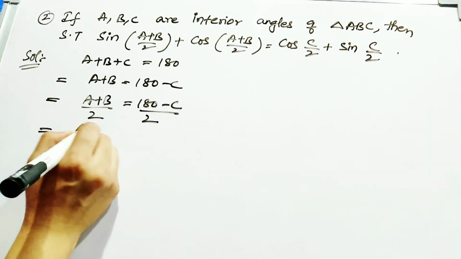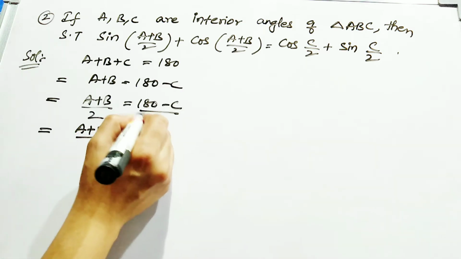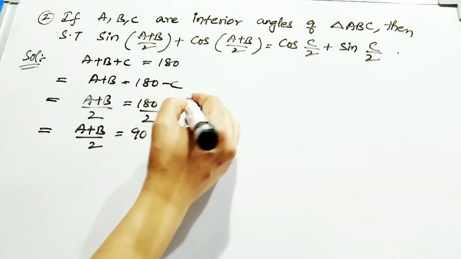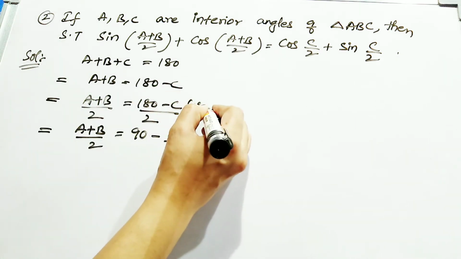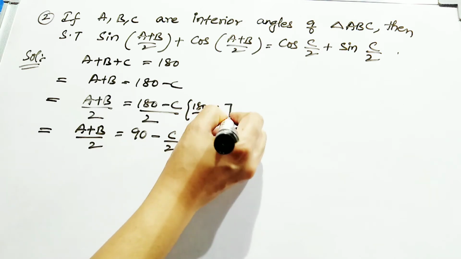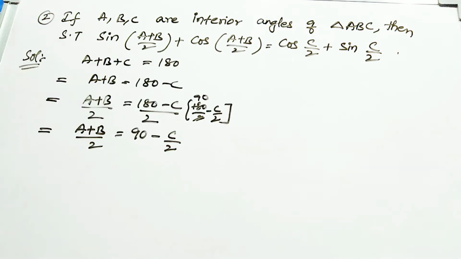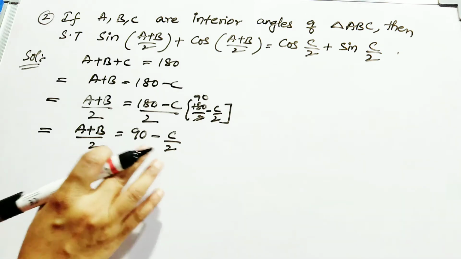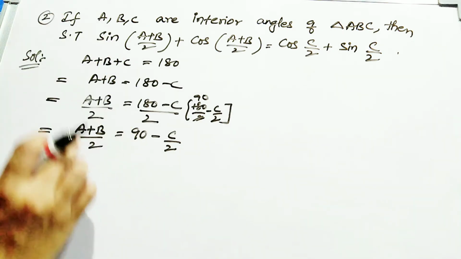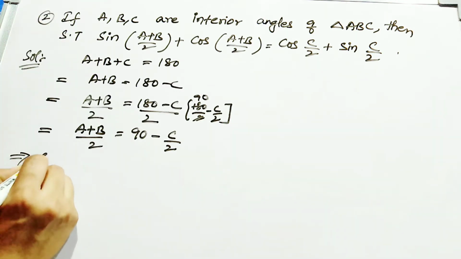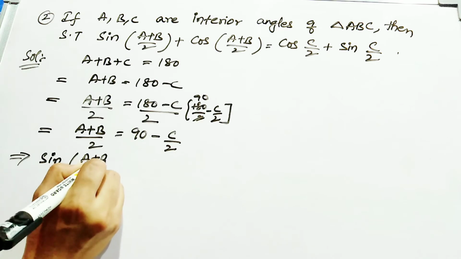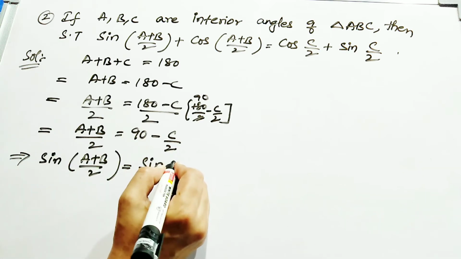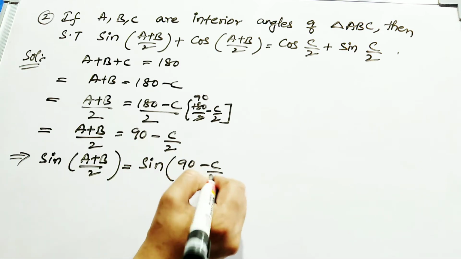So, what value are you getting? (A+B)/2 is equal to 180 by 2, which is 90, minus C by 2. You can write this equation as 90 minus C/2. So you have got the value (A+B)/2 is equal to 90 minus C/2. Just substitute this value in your equation. sin((A+B)/2) is equal to sin(90 minus C/2).